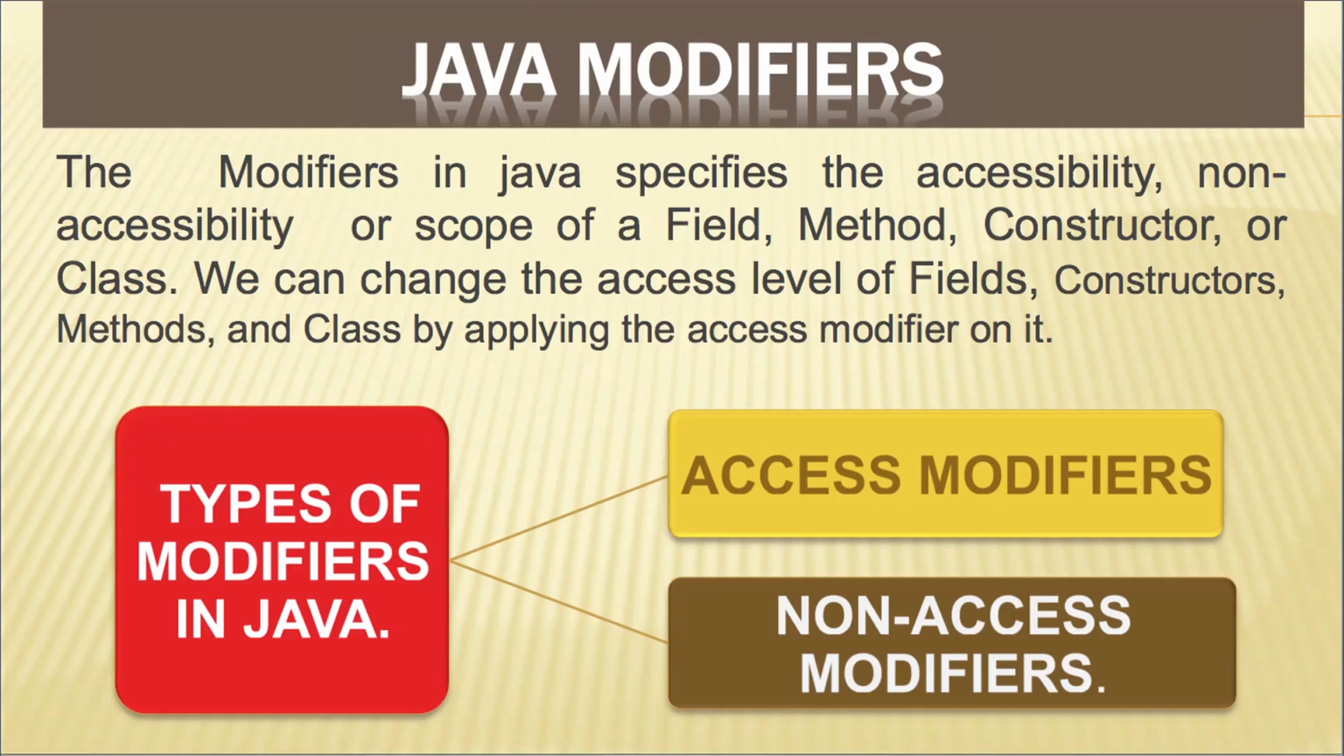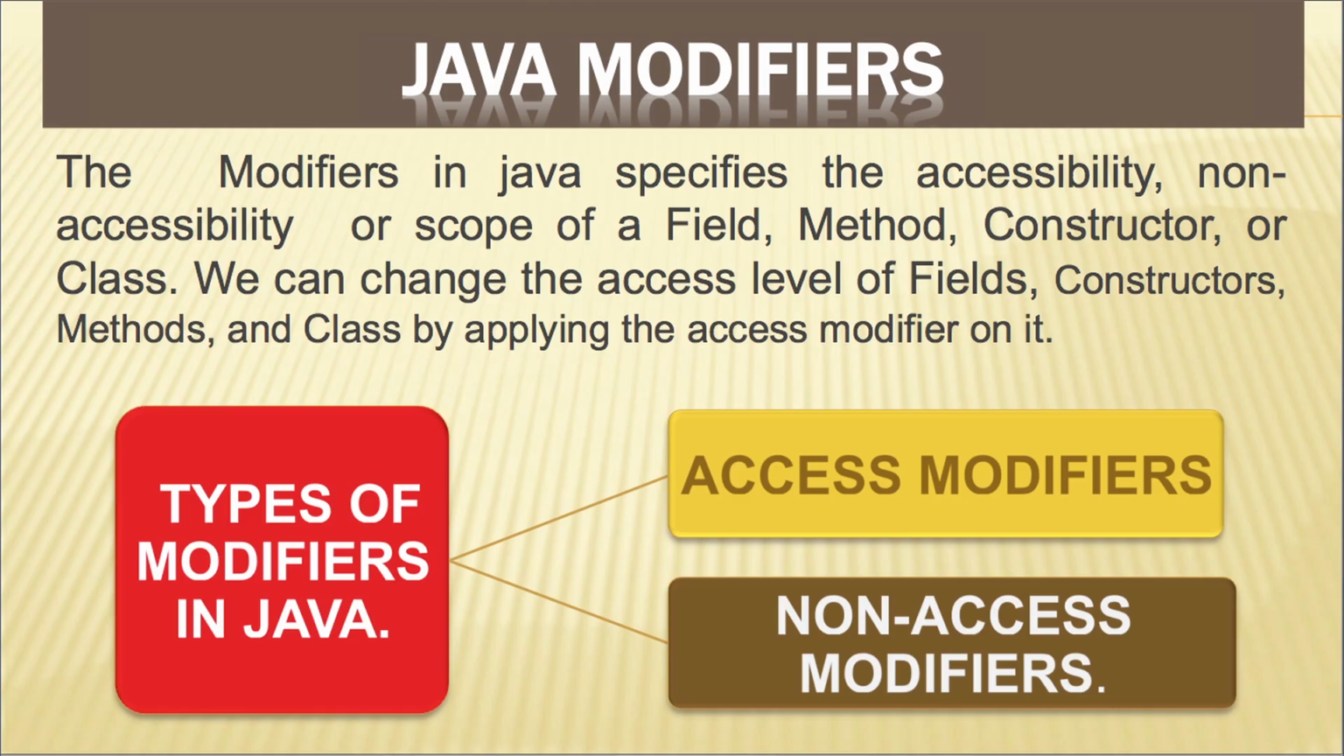Now Java modifier. In Java, modifiers are of two types, access modifier as well as non-access modifier. The modifier in Java specifies the accessibility or scope of a field, method, constructor or class. So we can change the access level of a field, constructor, method and class by applying the access modifier on it. So these are two types, access modifier and non-access modifier.